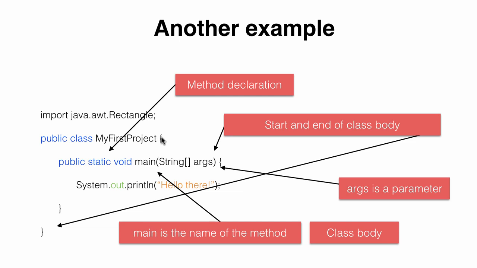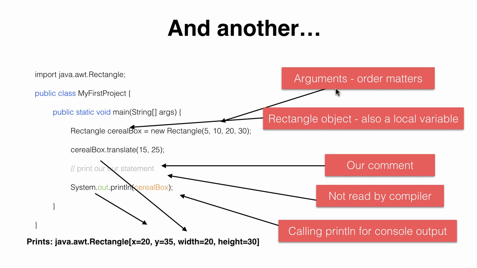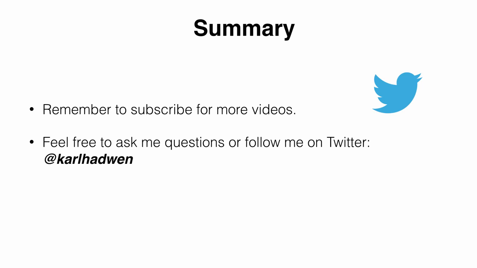And then we have our class body, which starts here and ends down here. Main again, just the name of the method. And lastly, again, arguments do matter, so we put them in the right sequence. Rectangle object, also a local variable. Our comment, not read by the compiler, then we're just going to use println, which is print line for console output, and then we get this. So yeah, hopefully that was helpful. That was a quick few slides, how a class works and the anatomy of a class.